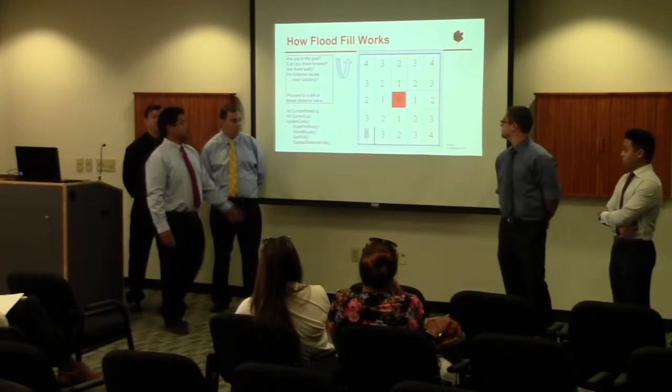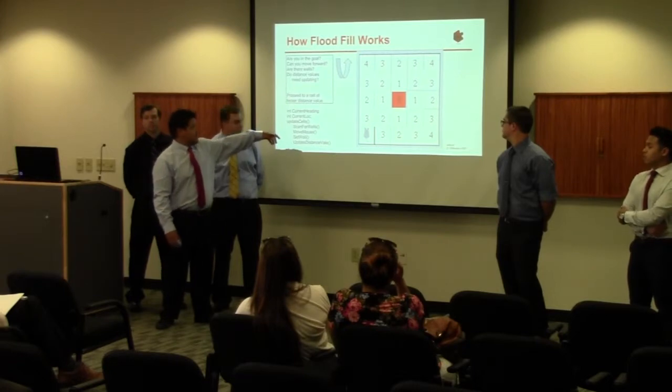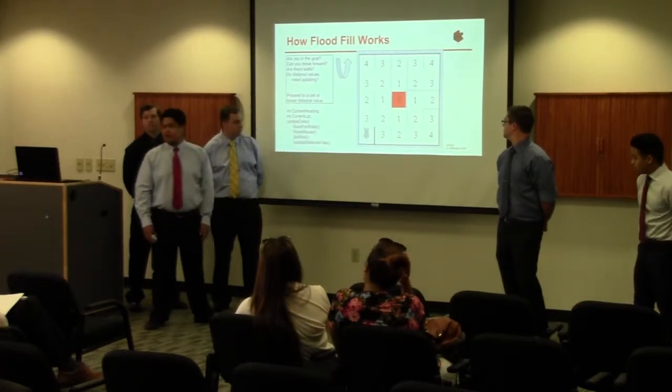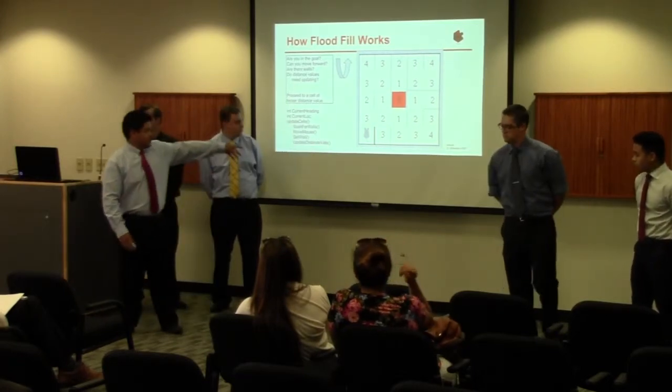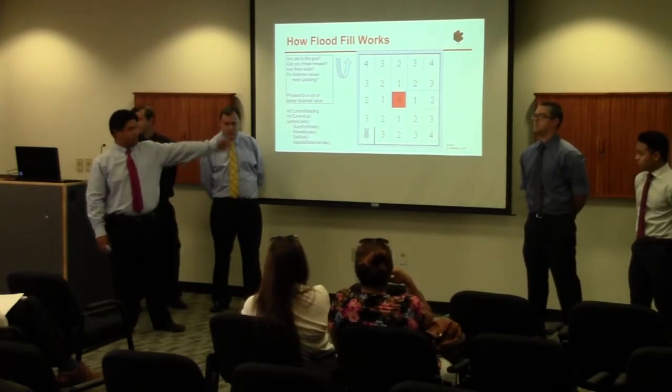So here's how flood fill works. This is a demonstration, a simplified demonstration of a 5x5 maze. The grayed out walls are the ones that the mouse has yet to discover. The dark walls are the ones that the mouse already knows. The red square in the center is the goal.